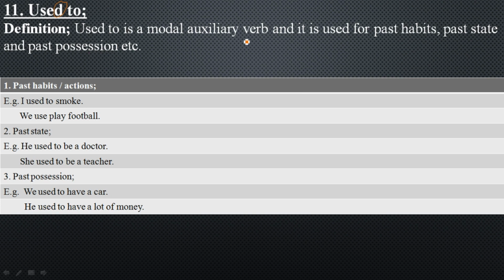So let's start the definition. Used to is a modal auxiliary verb. Keep in your mind it is a modal auxiliary verb. It is used for past habits, it is used for past state, and it is used for past possession. Let's discuss a little bit about past habits and actions. Past habits and actions are those which we used to do in the past but now we have left doing those. For that we will use it as a modal auxiliary verb for past habit, and it can also be used for actions which we have left now.